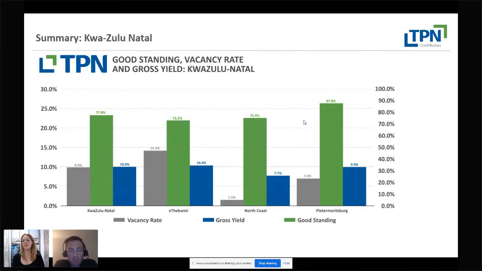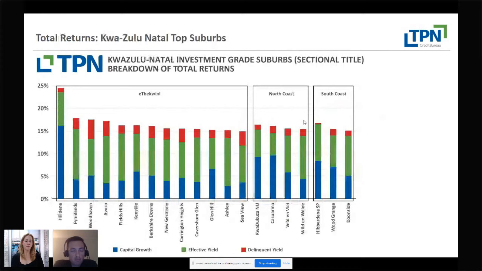So your yields will always go down if your market value doesn't keep up to that 1%. And so when you look at an area like North Coast, you know that you've got higher value properties than when you look at an area like eThekwini itself, where your properties are more affordable. So what does that mean from an investment grade suburbs perspective? These are the top 20 investment grade suburbs when we look at total returns on investment properties.